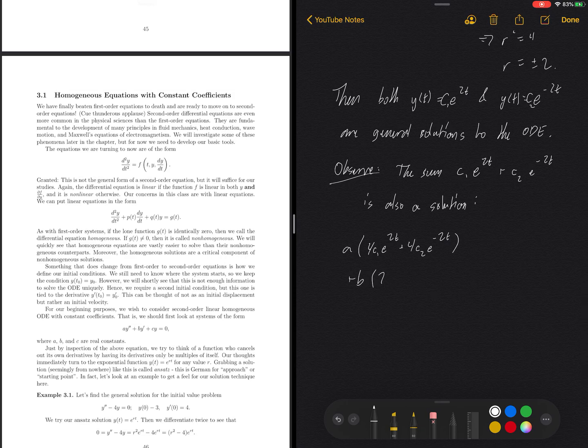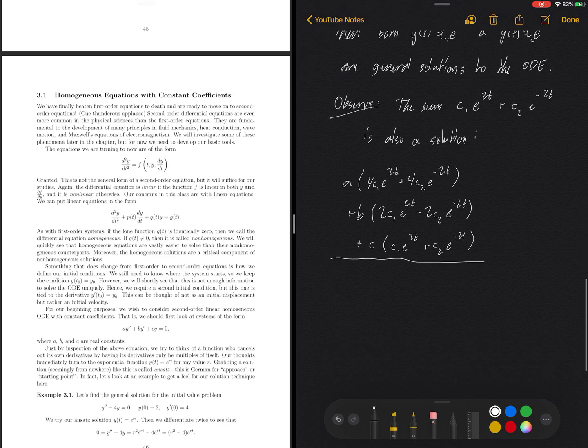If I use a times the second derivative here, this would be 4c1 e to the 2t minus 4c2 e to the minus 2t. Actually, that should be a plus, yep. Plus b times the first derivative, so twice c1 e to the 2t minus twice c2 e to the minus 2t. And finally, c times c1 e to the 2t plus c2 e to the minus 2t. If I sum these guys up, look what happens.